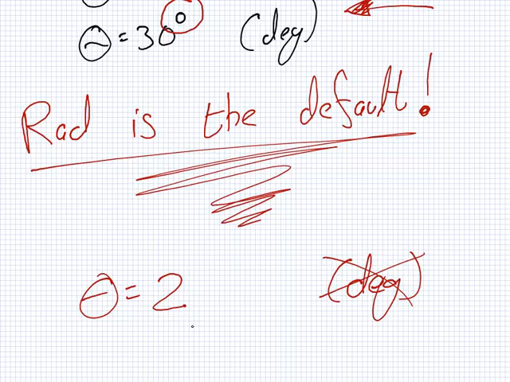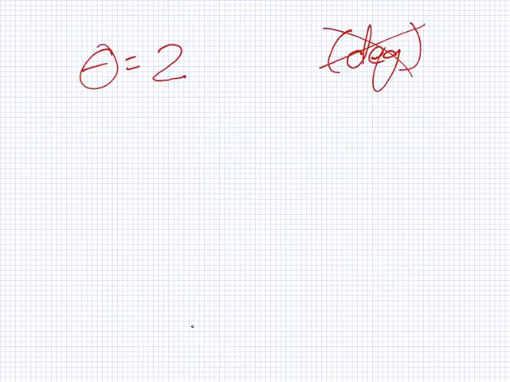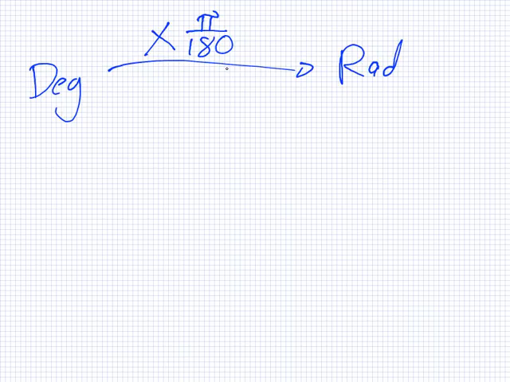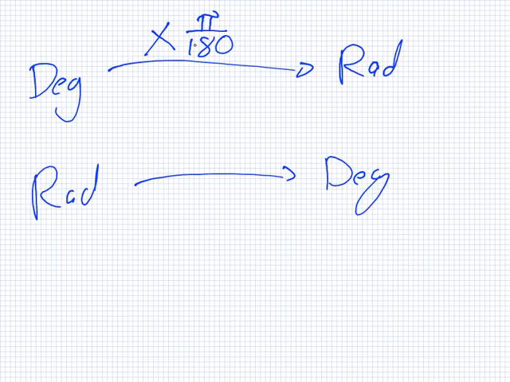Okay, let's have a look at how we can convert from degrees to radians. It's not that difficult. So if you have degrees and you want to convert it to radians, what you do is you multiply by pi over 180. And if you have radians and you want to go to degrees, you could divide it by the same thing, or I prefer multiplied by 180 over pi. So let's just do a couple of basic converting examples here.